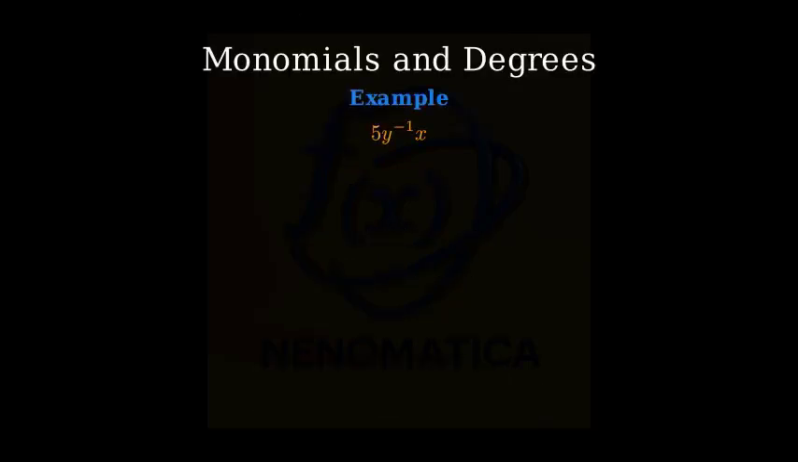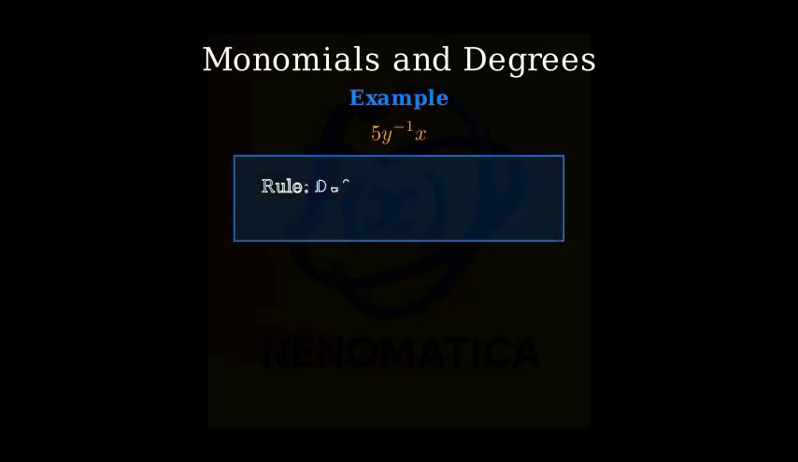Let's start with our first example. We need to determine if the given expression is a monomial, identify its numerical coefficient, and determine its degree with respect to each variable. First, let's recall what a monomial is. A monomial is a product of a number and variables with non-negative integer exponents.